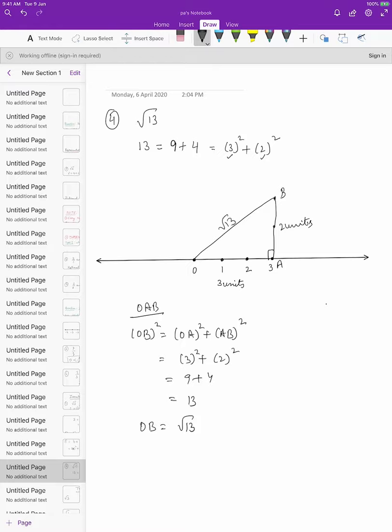So if root 13 is OB and we want to represent it on the number line, what we do, taking O as the center and OB as the radius, we will draw an arc intersecting the number line at a point, say C. Now OB and OC being the radii of the same circle, they will be equal, and if OB represents root 13, OC will also represent root 13. So point C represents root 13 on the number line.